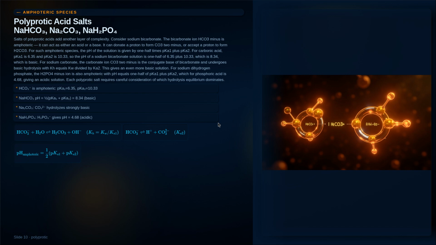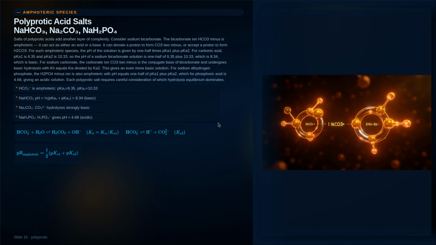For carbonic acid, pKa1 is 6.35 and pKa2 is 10.33. So the pH of a sodium bicarbonate solution is 1/2 of (6.35 plus 10.33), which is 8.34, which is basic. For sodium carbonate, the carbonate ion CO3 2- is the conjugate base of bicarbonate and undergoes basic hydrolysis with KH equals Kw divided by Ka2. This gives an even more basic solution.